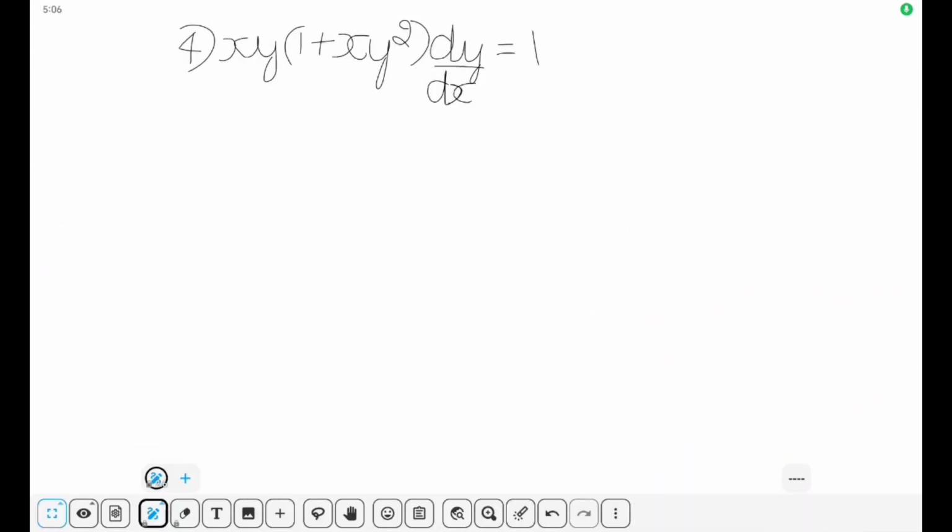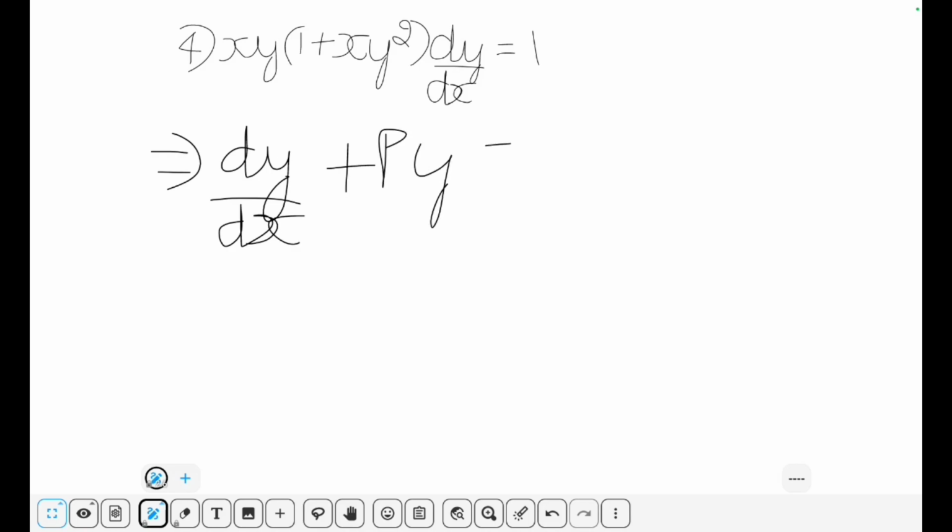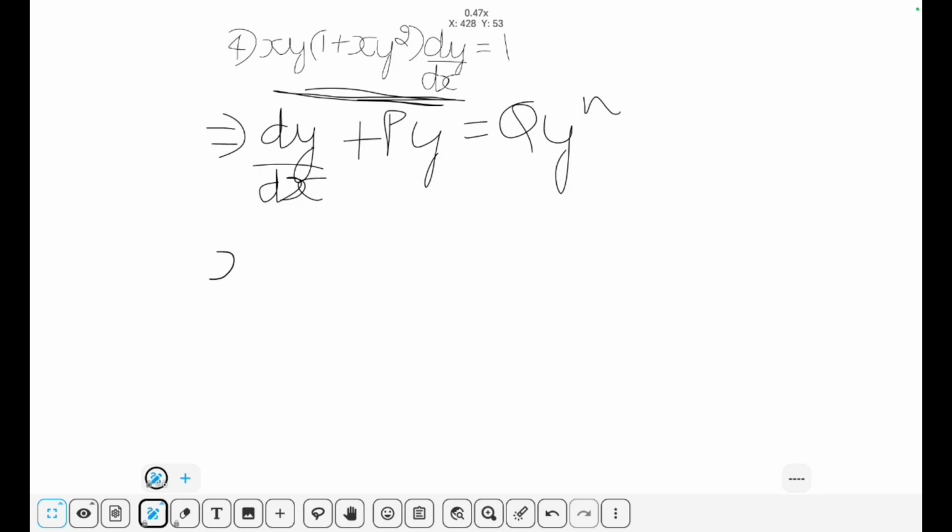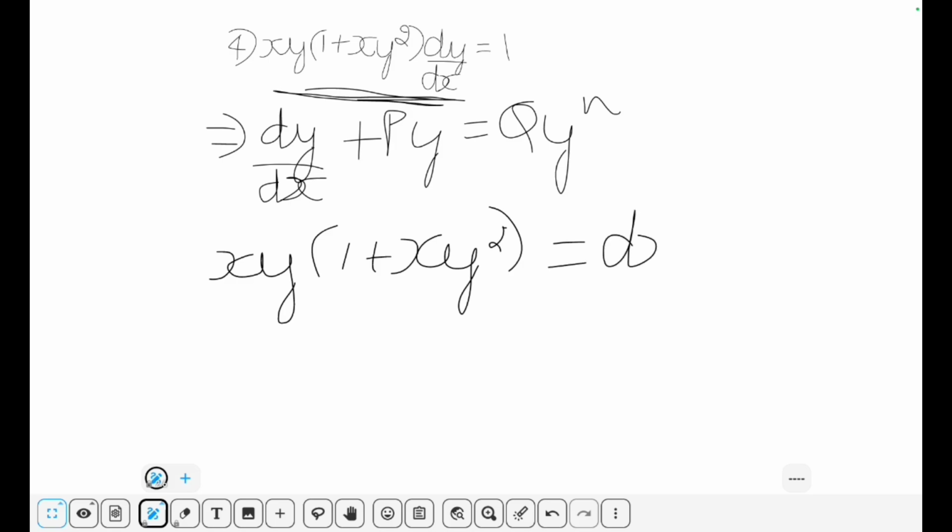Next question is (xy)(1 + xy²) dy/dx = 1. Firstly, let us write the standard Bernoulli's equation, that is dy/dx + Py = Q yⁿ. So we have all the terms in the left hand part, so let us simplify that. That is xy(1 + xy²) = dx/dy.